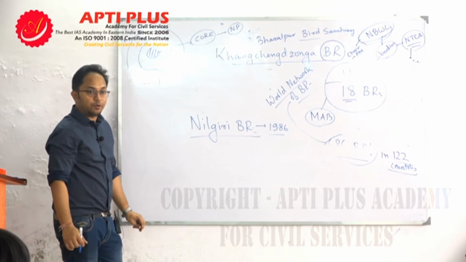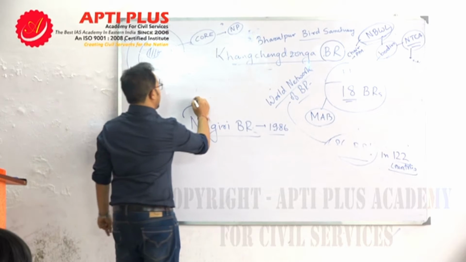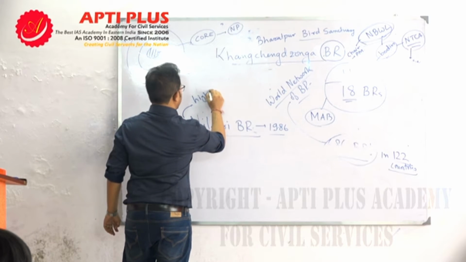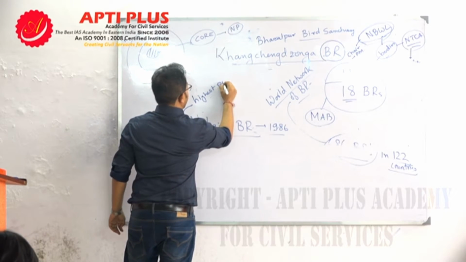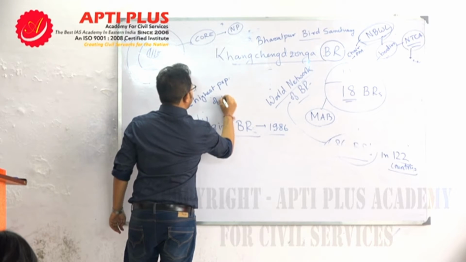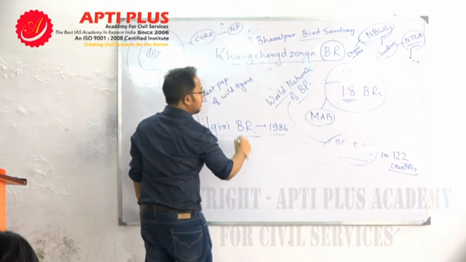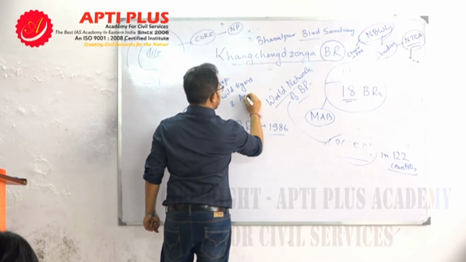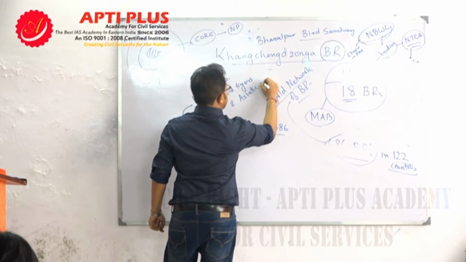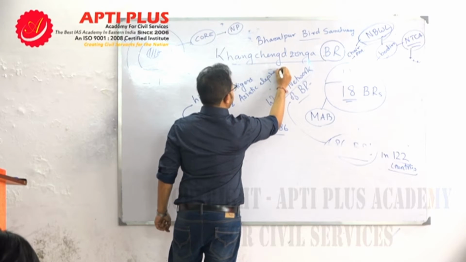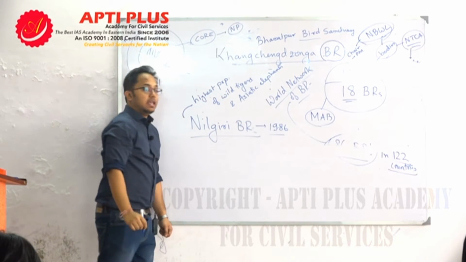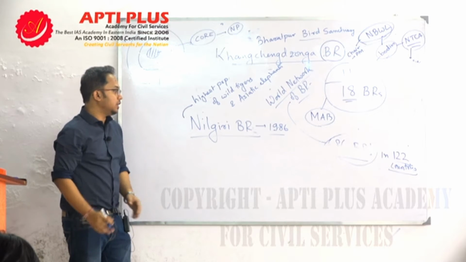Nilgiri Biosphere Reserve, for your information, will also contain the highest population of wild tigers anywhere in the world, also Asiatic elephants. Highest population of wild tigers and Asiatic elephants anywhere in the world is found over here in Nilgiri Biosphere Reserve.